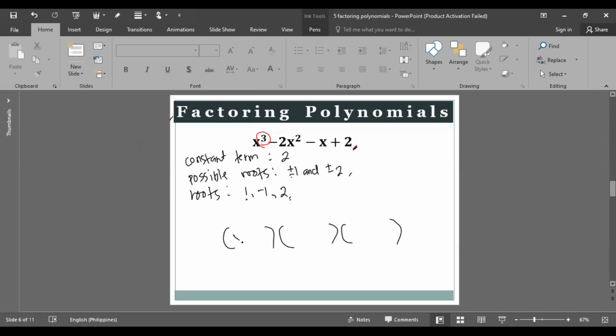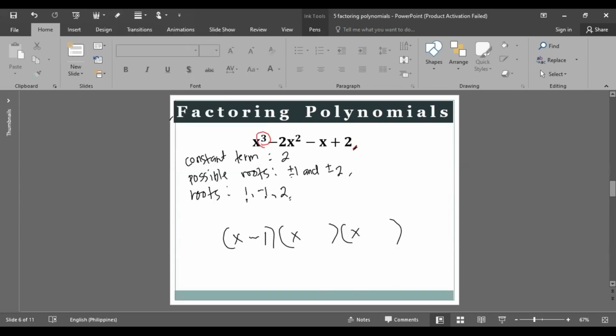So we have x. Then we have the first root. We have positive 1. But get its opposite sign, it's negative 1. So we write here minus 1. Okay? Take note of that. If the root is positive, then the operation inside the parenthesis is negative. On the other hand, if the symbol of the root is negative, then you have to use plus inside the parenthesis. Okay?